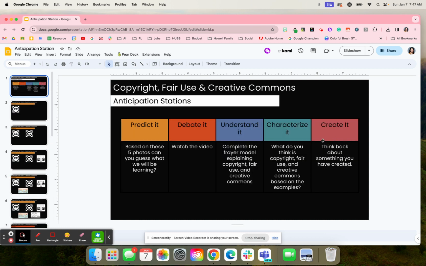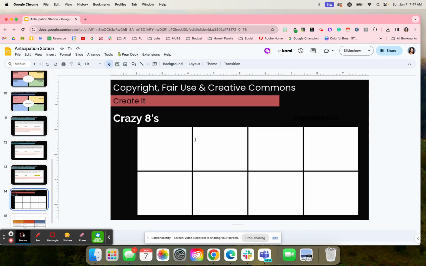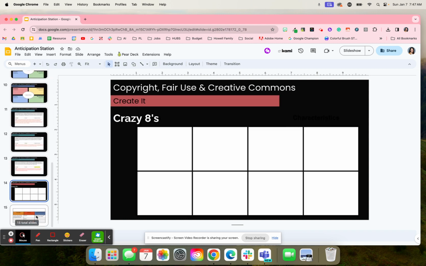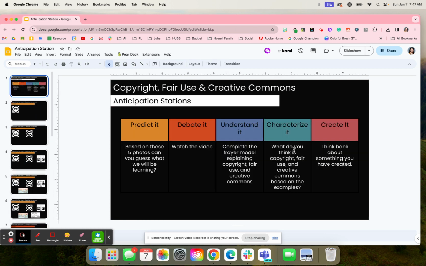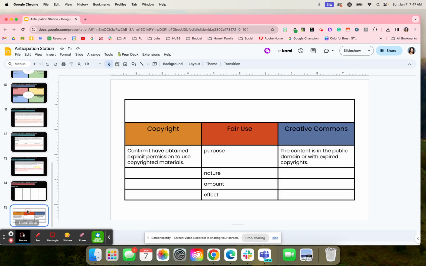And then finally, it's time for students to create. So they're going to think back about something that they have created. So they're thinking about, what have I created? And then after they think about that, they're going to think about, okay, how do I feel about copyright, fair use, and Creative Commons?